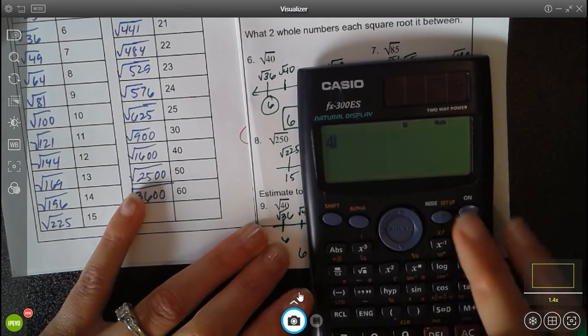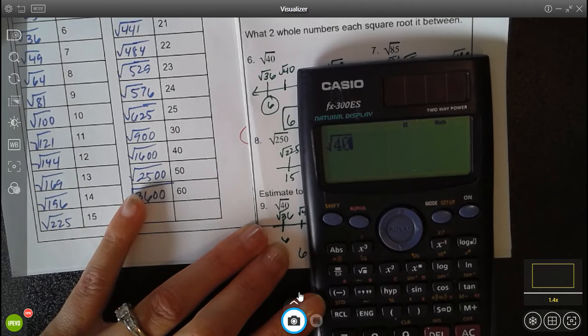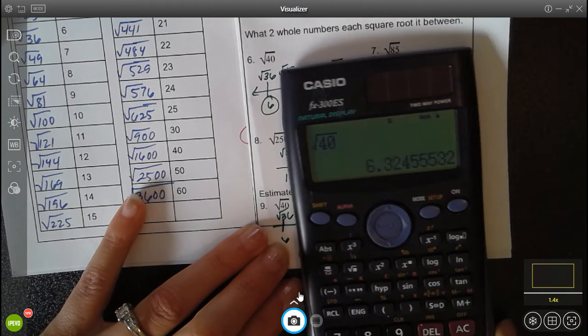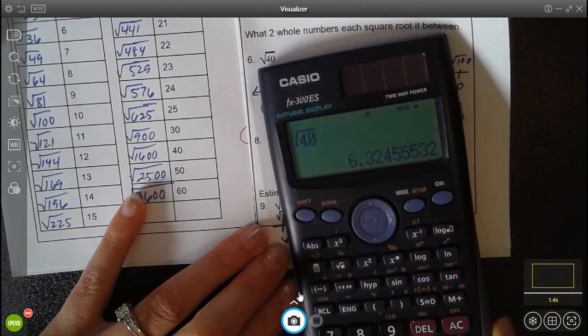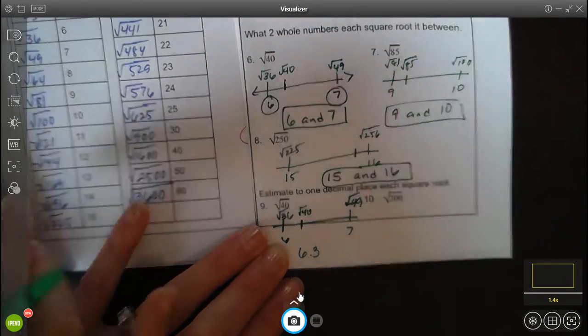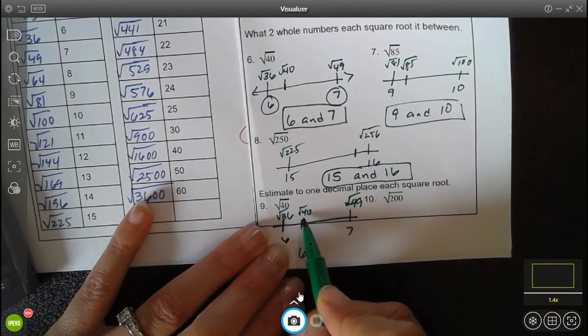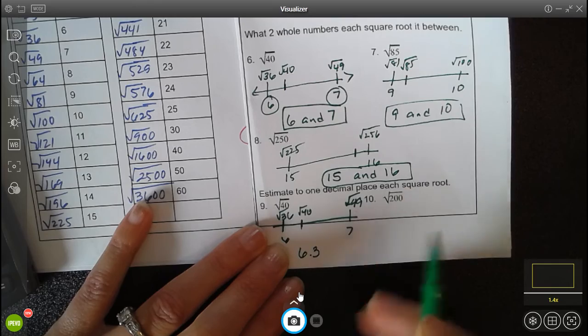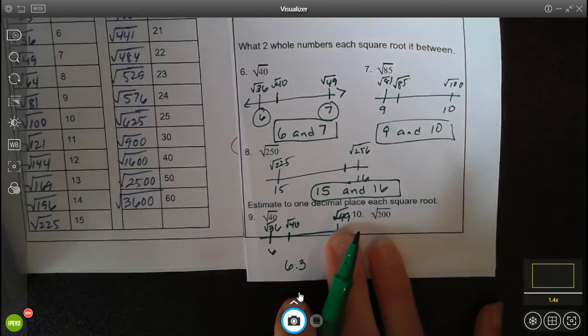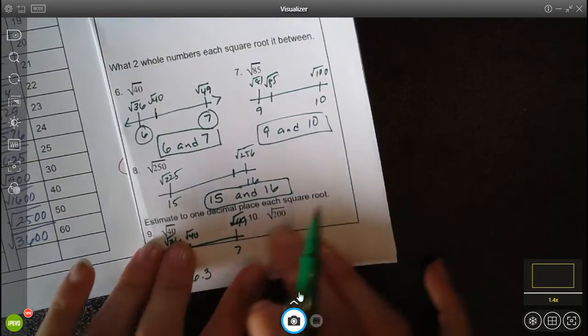So the square root of 40, let's see how close I got. Oh, it was 6.32. So I was pretty close just by thinking of where the square root of 36, square root of 40, and the square root of 49 is. Let's see how I do on the next one. I promise I haven't cheated and done these ahead of time.